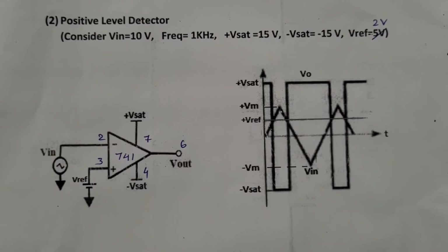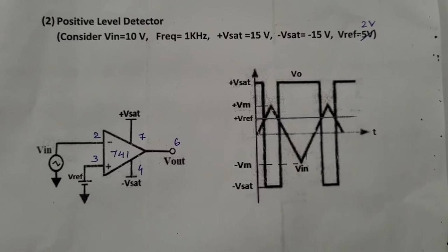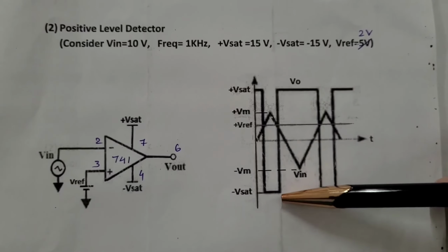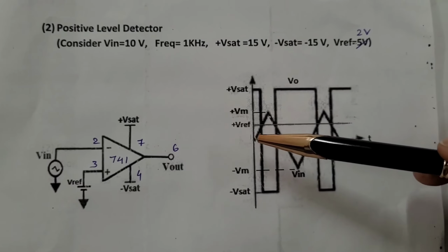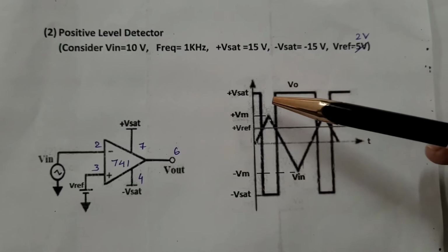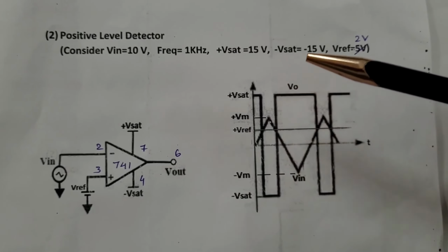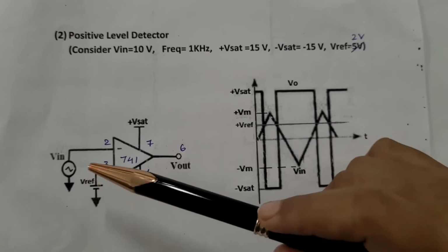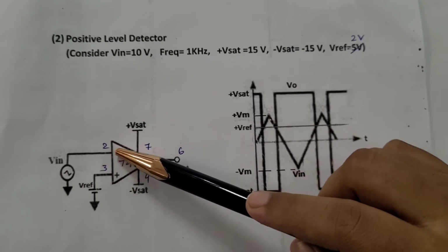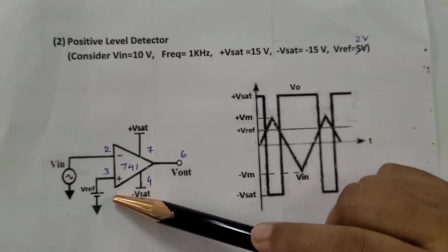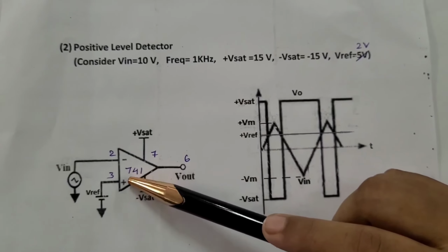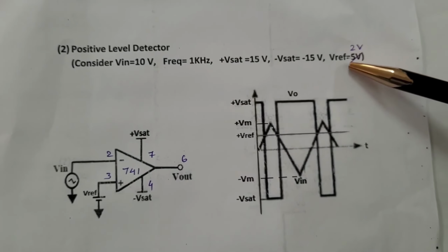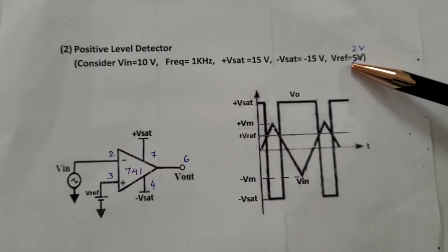Let's see the positive level detector where the output voltage changes from Vsat to minus Vsat whenever the input signal crosses the positive V reference voltage. This is the circuit of inverting positive level detector where input signal is fed to the pin number 2 and V reference voltage is given to the non-inverting terminal, that is pin number 3. Here we will consider V reference to be 2 volt.